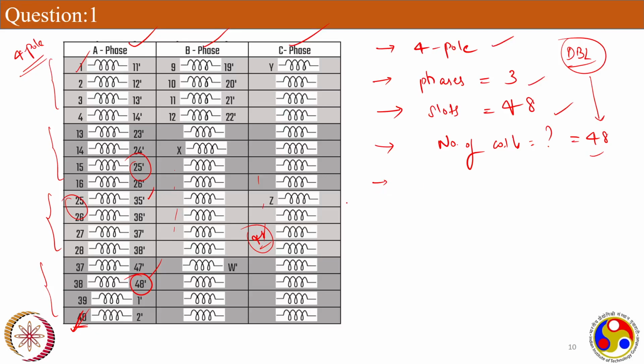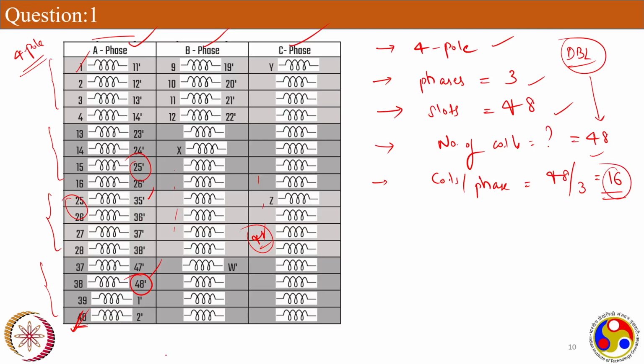Now we will just calculate some basic terminology, that is coils per phase. I'm just calculating how many coils I should place for each phase. Okay, coils per phase will be how many coils I got, 48, and number of phases I have, 3, so it will be 16. Okay, now check the same from the diagram also. So for each phase, I need to place 16 coils.